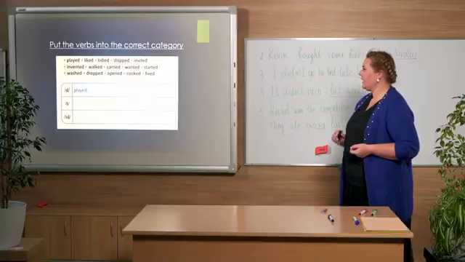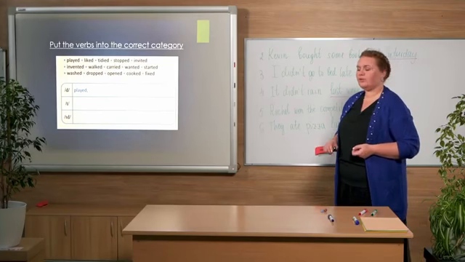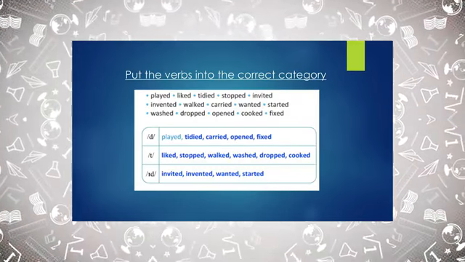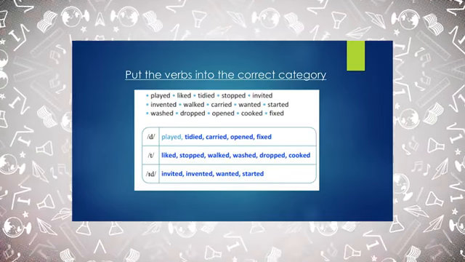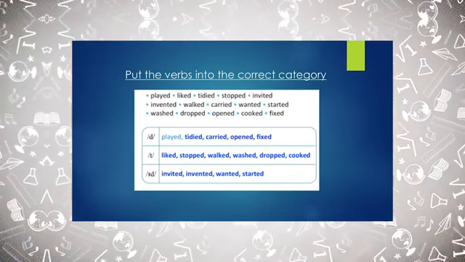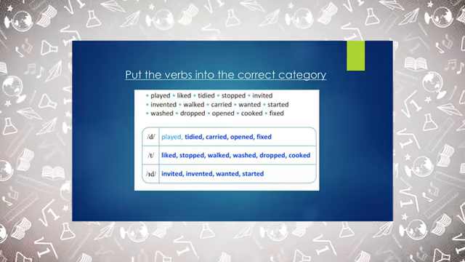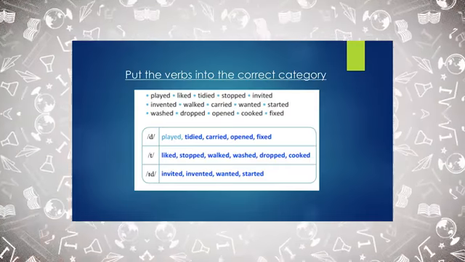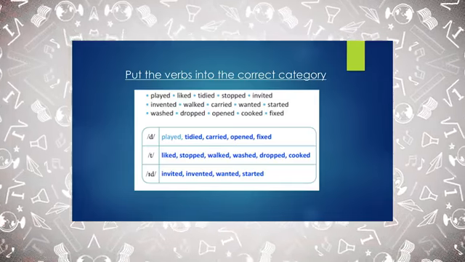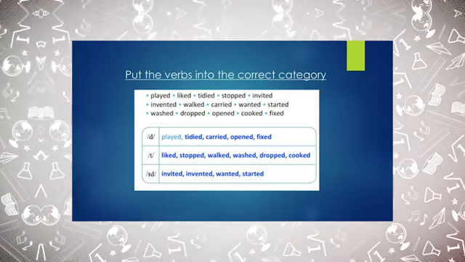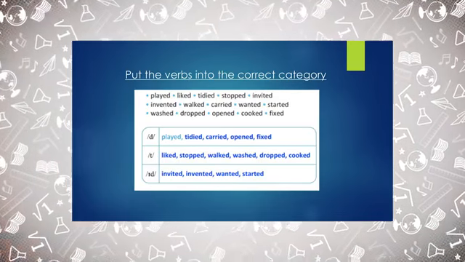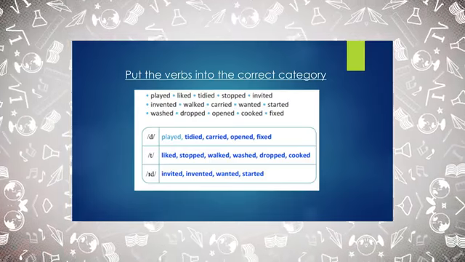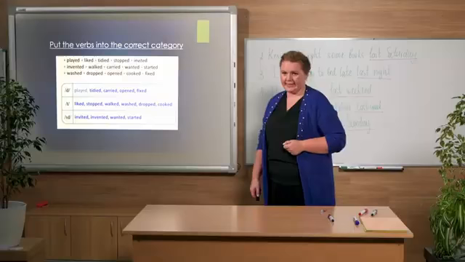Let's have some practice. So, we have the list of verbs and we need to put them in the correct column of pronunciation. So, let's start with me. The d sound. Played, tidied, carried, opened, fixed. T sound. Liked, stopped, walked, washed, dropped, and cooked. And id sound. Invited, invented, wanted, started. So, please pronounce these verbs correctly.